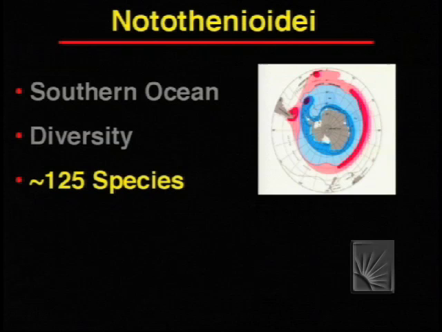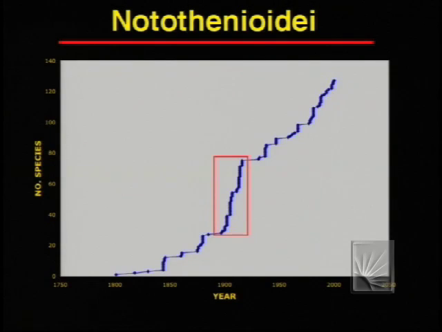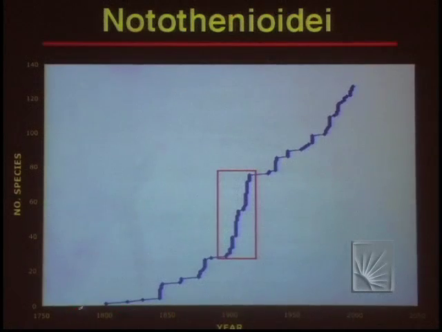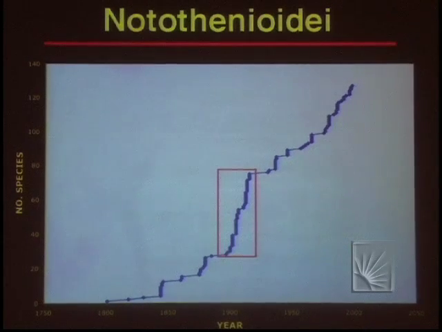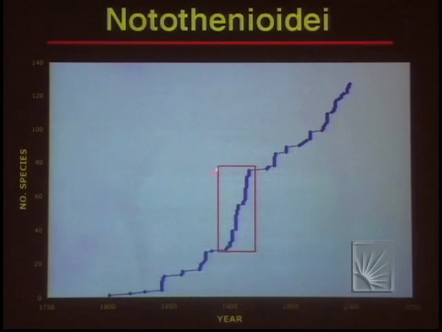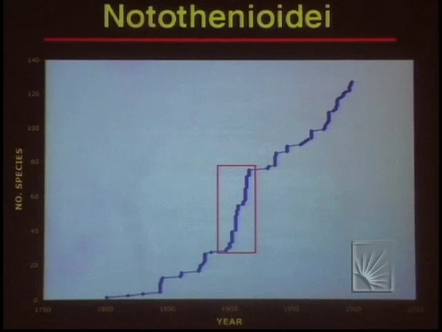Okay, let's talk a little bit about the Notothenioid diversity. And I love this chart. I kind of stole this chart from a friend of mine named Joe Eastman, who teaches at Ohio University. If we look at the y-axis, the number of species, and the year that the species was described, what we see is that at the height of polar Antarctic exploration, we have this really high rate of species description.